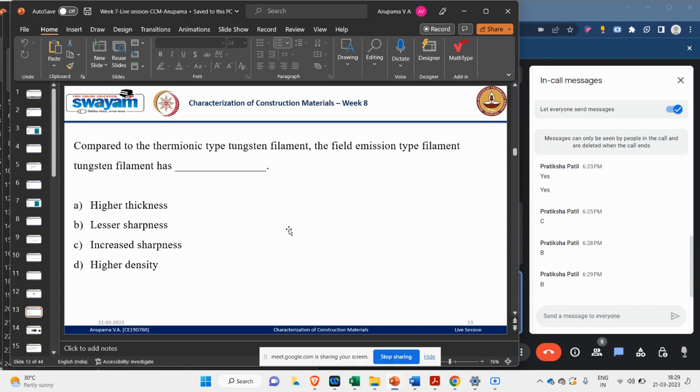Compared to the thermionic type tungsten filament, the field emission type filament has higher thickness, lesser sharpness, increased sharpness, or higher density. In olden days, we used a thermionic type tungsten filament, that is, heating the filament and emitting the electrons. But nowadays, we use the field emission type. So the difference is that it has higher thickness, lesser sharpness, increased sharpness, or higher density.